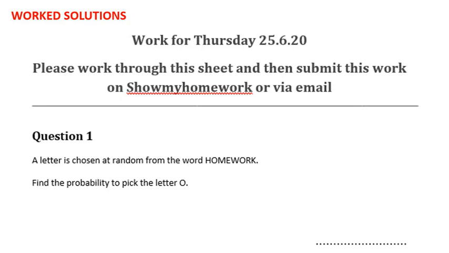So for question 1, a letter is chosen at random from the word homework. We need the probability of picking the letter O. First of all, we need to count how many letters there are in the word. So 1, 2, 3, 4, 5, 6, 7, 8 letters, and 2 of them are the letter O. So our probability of choosing the letter O is 2 out of 8 altogether. And we can simplify that down to 1/4.